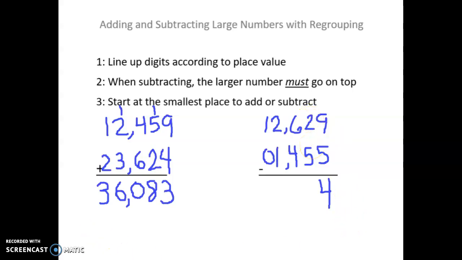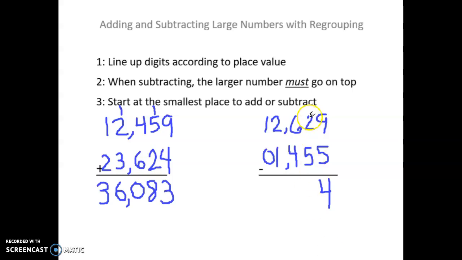Well, let's think about this. If I had 2 of something, can I subtract 5? Can I take away 5 if I only have 2? No, I can't. I have to make this 2 larger. I have to give more to my tens place in order to take 5 tens away. So what we're going to do is regroup.